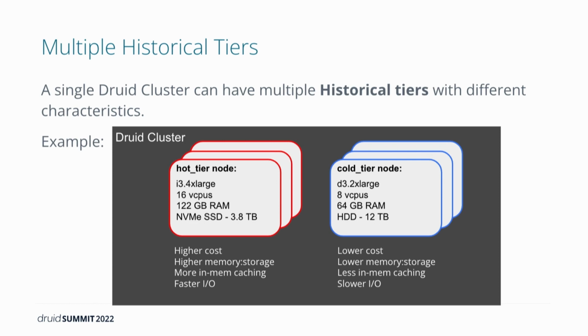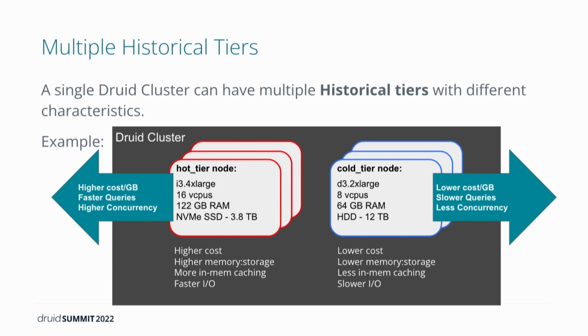There's a higher memory to storage ratio in the hot tiers than there is in the cold tiers. And this means that we'll have more in-memory caching in the hot tiers than we do in the cold tiers, and there's faster I/O in the hot tiers compared to the cold tiers, in this example. Now, why would you want to do this? You'll have a lower cost per gigabyte, a lower cost per query in the cold tier, and you will have the side effects of that, which are slower queries and being able to address less concurrency than you would in the hot tier. With the hot tier, you're getting higher cost per gigabyte of data, but you do get faster queries and you're able to address higher concurrency.